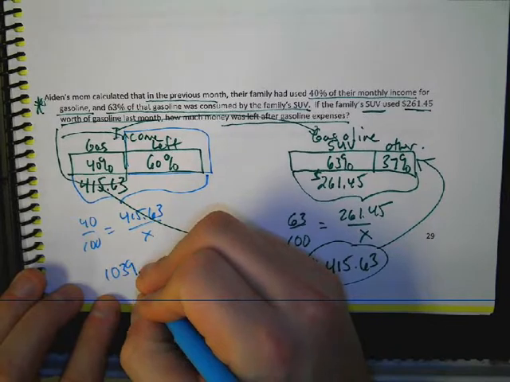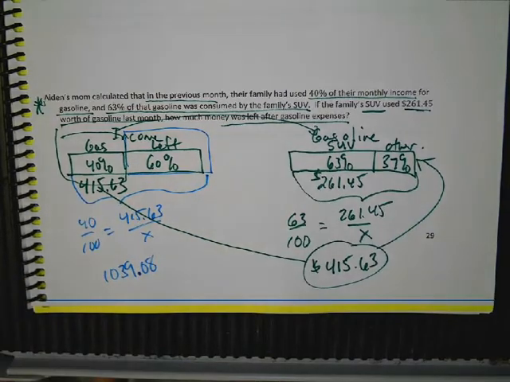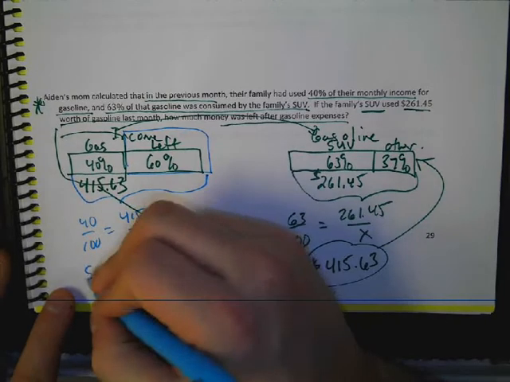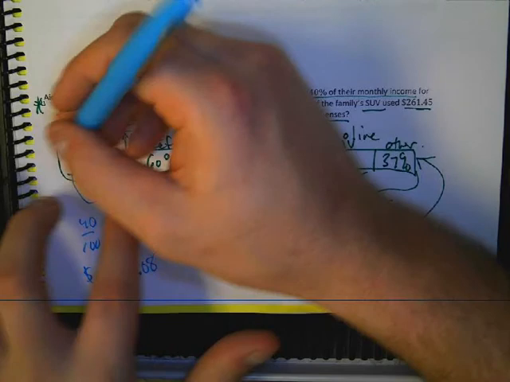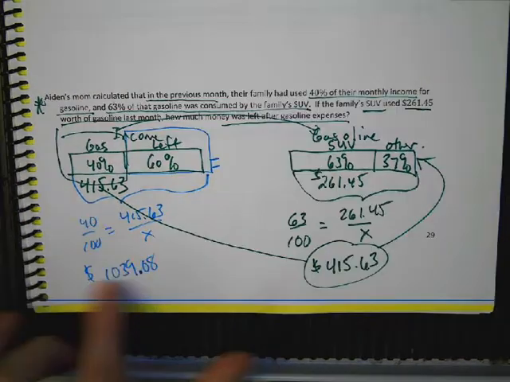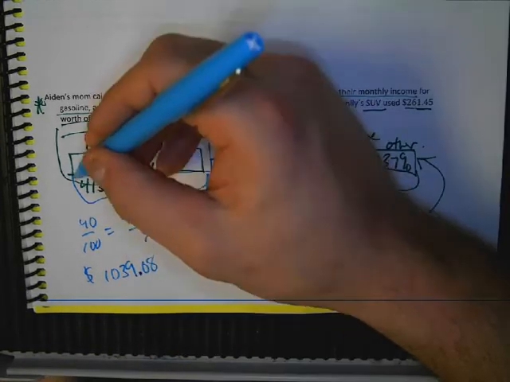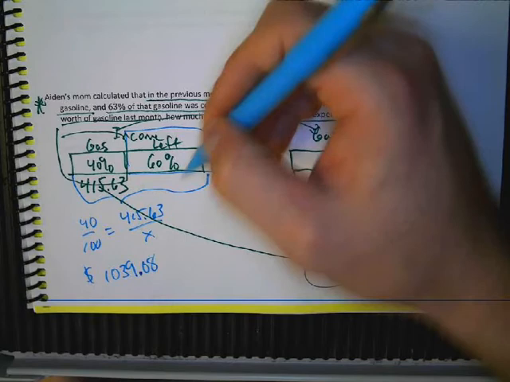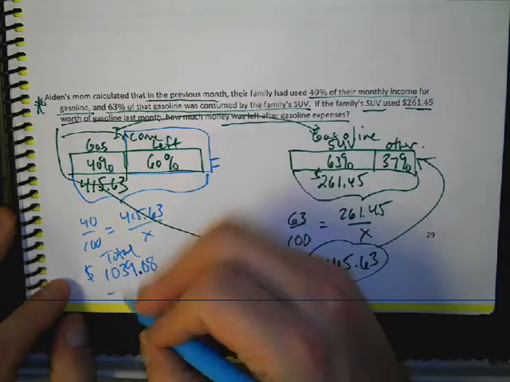Now, this is the whole thing. This number that you're getting doesn't tell you how much is left over. That's the total amount, which means there is one additional step to this. This is our total income. So now I would take this and subtract away how much is spent on gas, and that comes out to be $623.45.